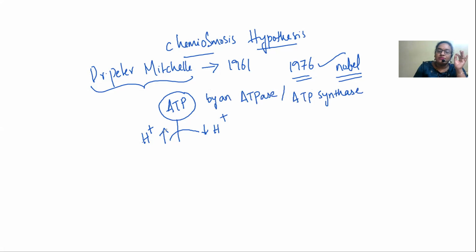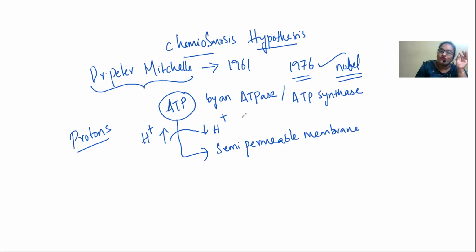Just remember again, the movement of ions across the concentration gradient from a higher concentration to the lower concentration. Which ions are moving? The H plus ions, which are nothing but protons. The protons are jumping from a higher concentration to the lower concentration through a semi-permeable membrane. This results in formation of ATP by an enzyme called ATP synthase or ATPase.